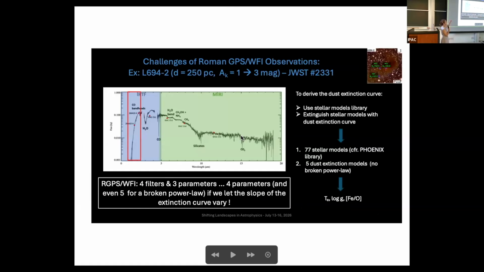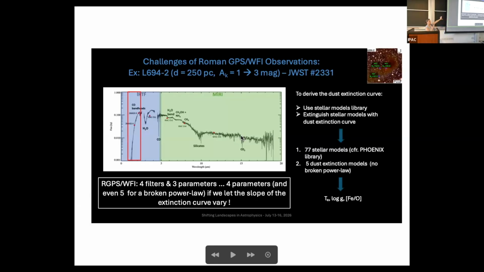So this is another example of my JWST program. This is S694-2. This is a collapsing core. And these are data that we collected in cycle 1. IRTF, because we didn't have the near-spec data yet. These are coming again in a couple of weeks, and then MIRI. The red box shows the part that will be visible by the Roman Galactic Plane Survey. So the JH and K band plus the F184 filter.